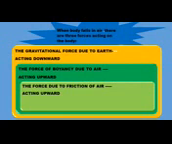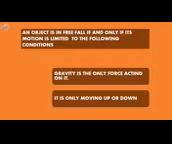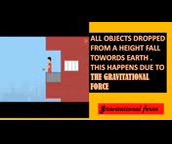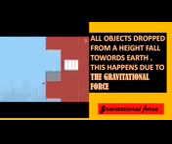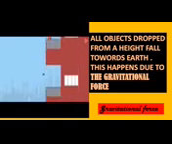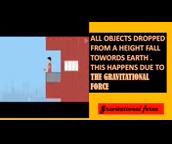An object is in free fall if and only if its motion is limited to the following conditions. First condition is gravity is the only force acting on it, and second condition is it is moving up or down. All objects dropped from a height fall towards earth. This happens due to the gravitational force.